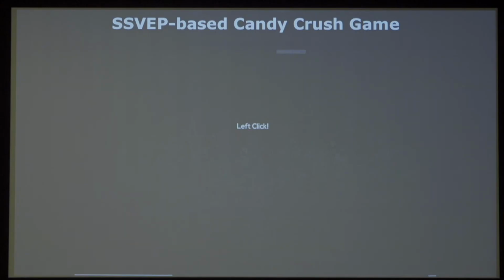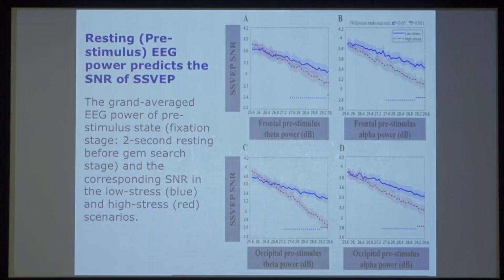And then what we want to look at is the EEG activity before the search. Can we actually look at the signal-to-noise ratios under different conditions? In this case, you can see this is actually the 2 seconds before the search. And this is theta band power, alpha band power. This is frontal, this is occipital regions. As you can see, when the fixation power or resting EEG activity power increases, they have a lower signal-to-noise ratio.